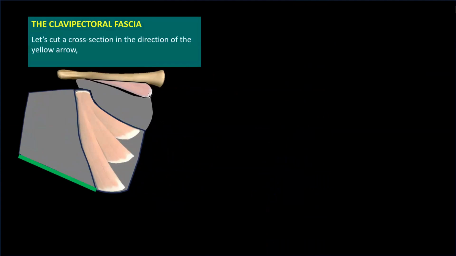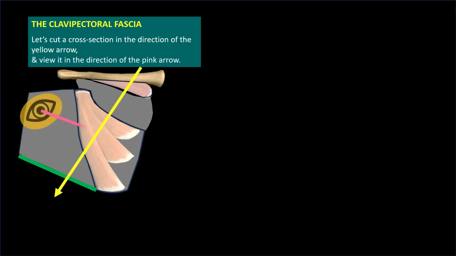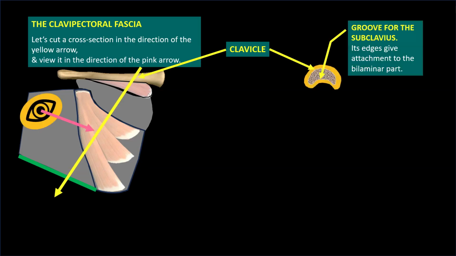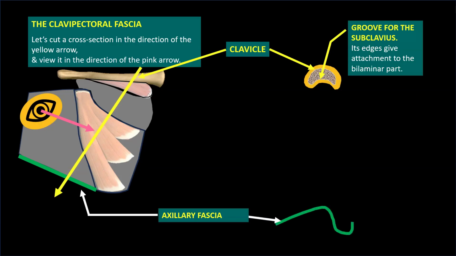Let's cut a cross-section in the direction of the yellow arrow and view it in the direction of the pink arrow. This is the clavicle. This is a groove for the subclavius. Its edges give attachment to the bilaminar part. This is the axillary fascia.